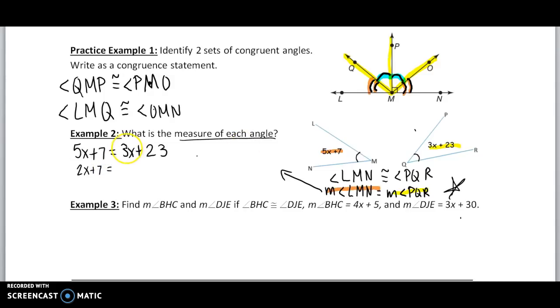3x minus 3x would be 0. And so then I'm left with 23 on the right. From there, I still want x by itself. I want to isolate that x.